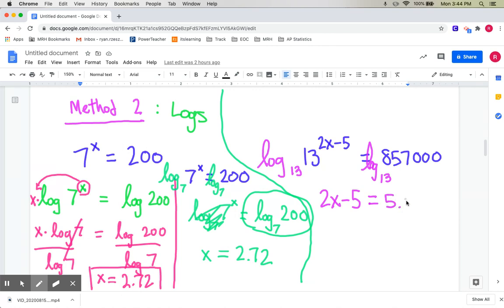Well, now I'm just doing regular math to finish off this problem. I'm going to add 5 over. Now I got 2x equals 10.326, and I just divide by 2 to get my final answer.